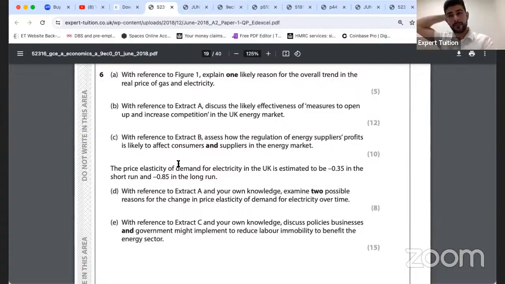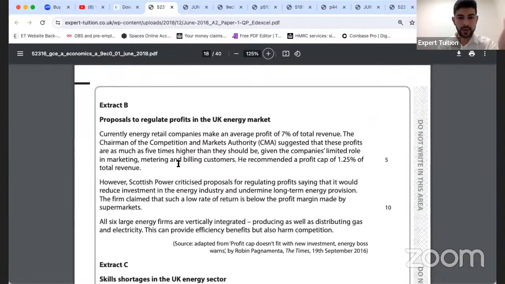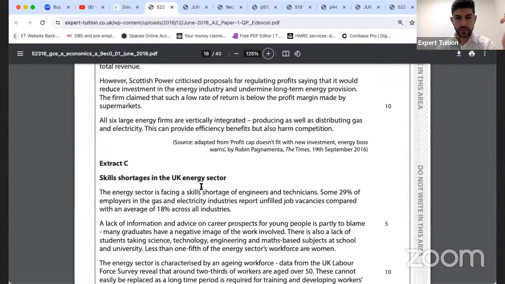Okay, let's deal with it. Are you ready? In a nutshell, mobility of labor. This is the answer I always want you to follow, starting with occupational mobility of labor. And education and training is always going to be your go-to, because think about it, you need to equip people with the skills to be able to work in that sector. Again, your real world knowledge can be derived from this. For example, the extract talks about how 29% of employers in the gas and electricity industry report unfilled job vacancies compared with an average of 18% across all industries. Here's your real world knowledge. So you're going to go for the energy sector. You can improve the occupational mobility of labor by developing education and training.